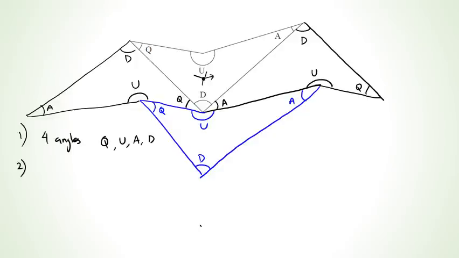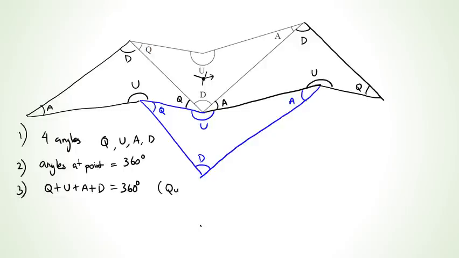So from this, what you can actually see is, for this to tessellate, the angles at a point should equal 360 degrees, so that there are no gaps. So the third point is, you can see that Q plus U plus A plus D equals 360. The reason it equals 360 is because you're working with a quadrilateral, and the angles in a quadrilateral always add up to 360. So finally, based on that, we can say that this quadrilateral will always tessellate.